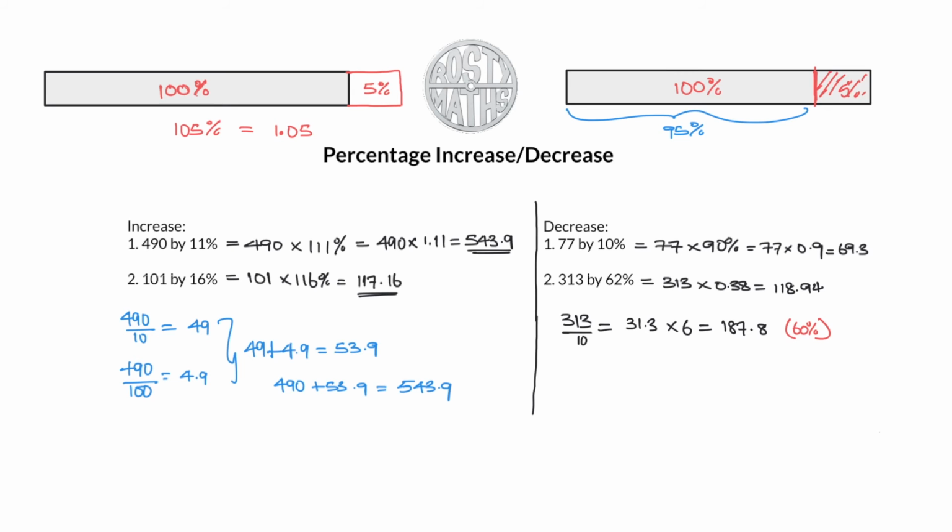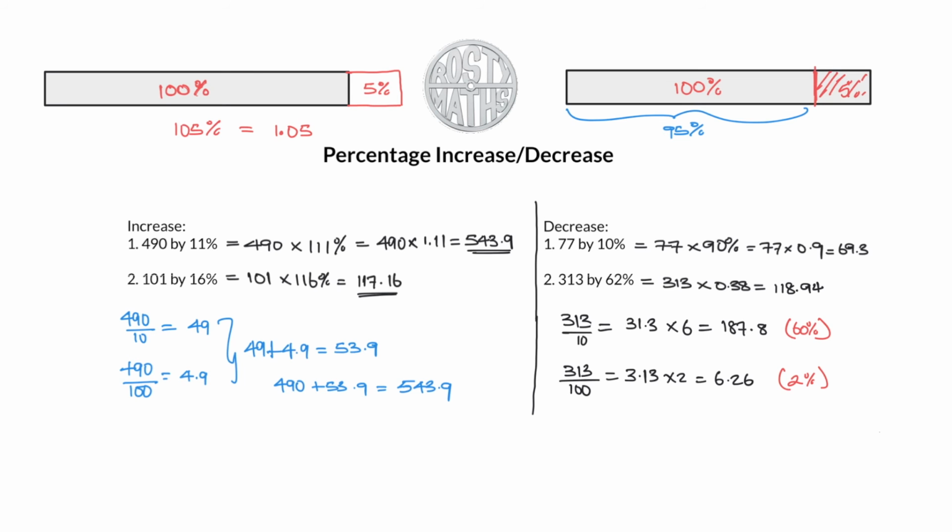And then once I've done that, I need the 2% now. So I'm going to take my 313 and divide it by 100 this time to find 1%. So 3.13. And once I've got my 3.13, I times that by 2, and that's going to give me 6.26. And on this side, I'm going to say that that's 2%.